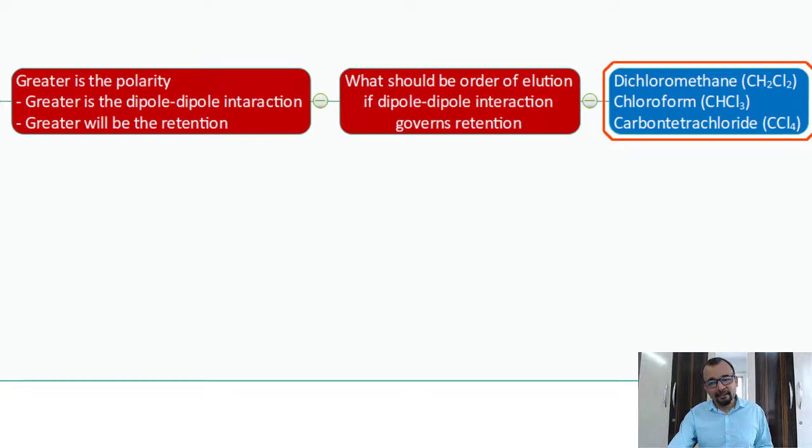So between these three, carbon tetrachloride, chloroform and dichloromethane, the dichloromethane has the most polarity, and hence it will have the most interaction with the stationary phase as compared to chloroform and carbon tetrachloride. So the dichloromethane will interact for a longer time, and hence it will elute very late in the chromatographic run. Then comes the second, chloroform, and the least one is what? The carbon tetrachloride. It will have the least amount of interaction with the stationary phase, and hence it will elute very early in the chromatographic run.